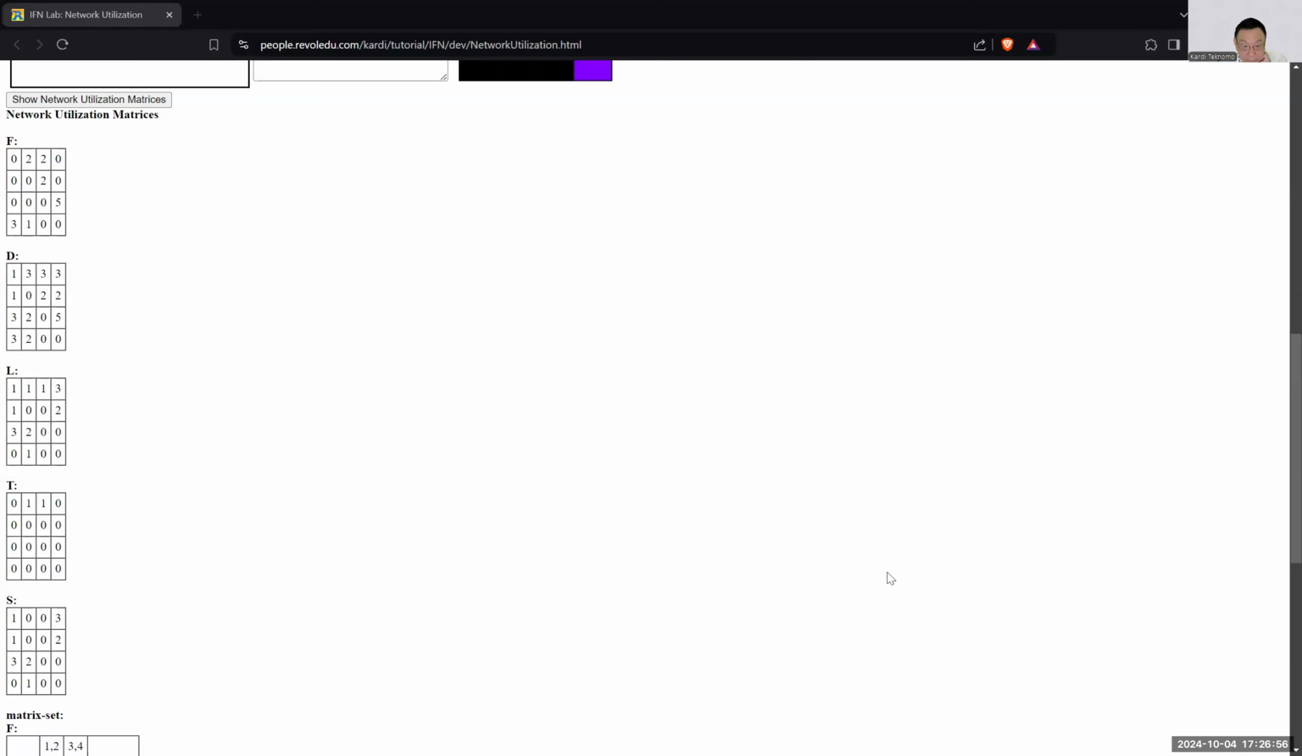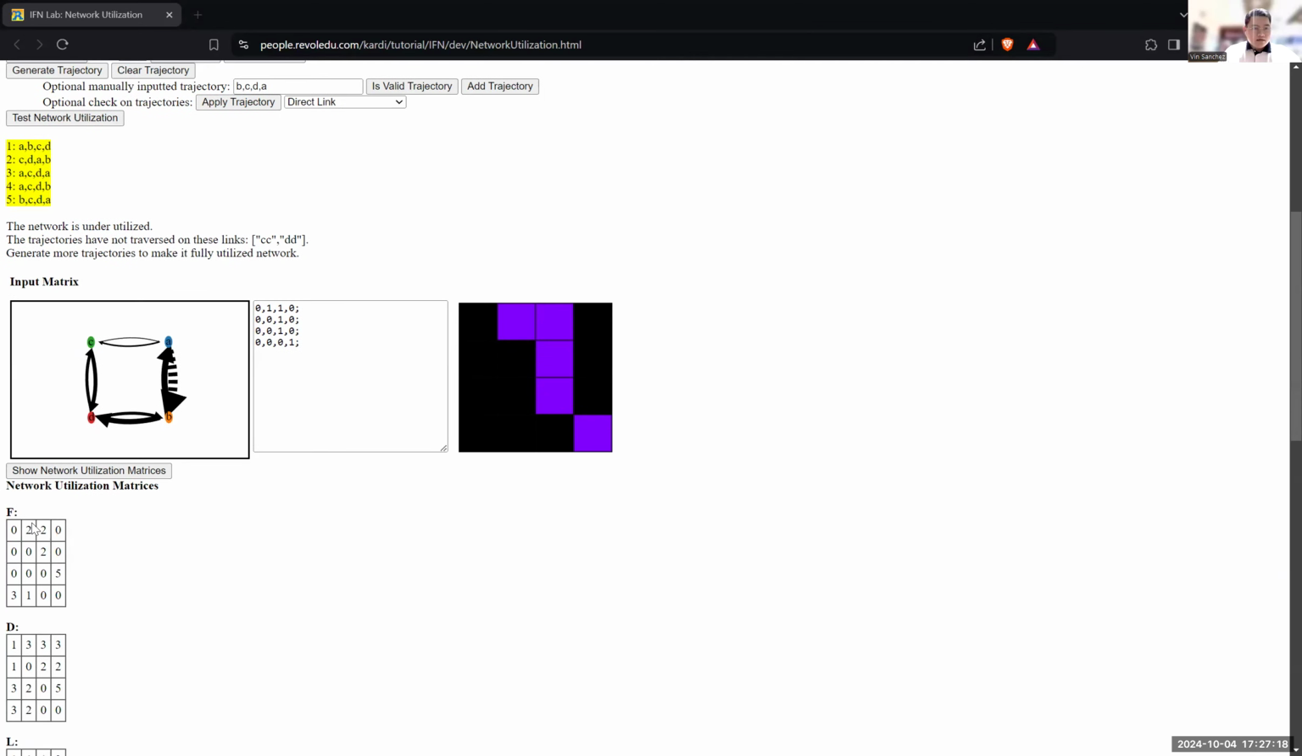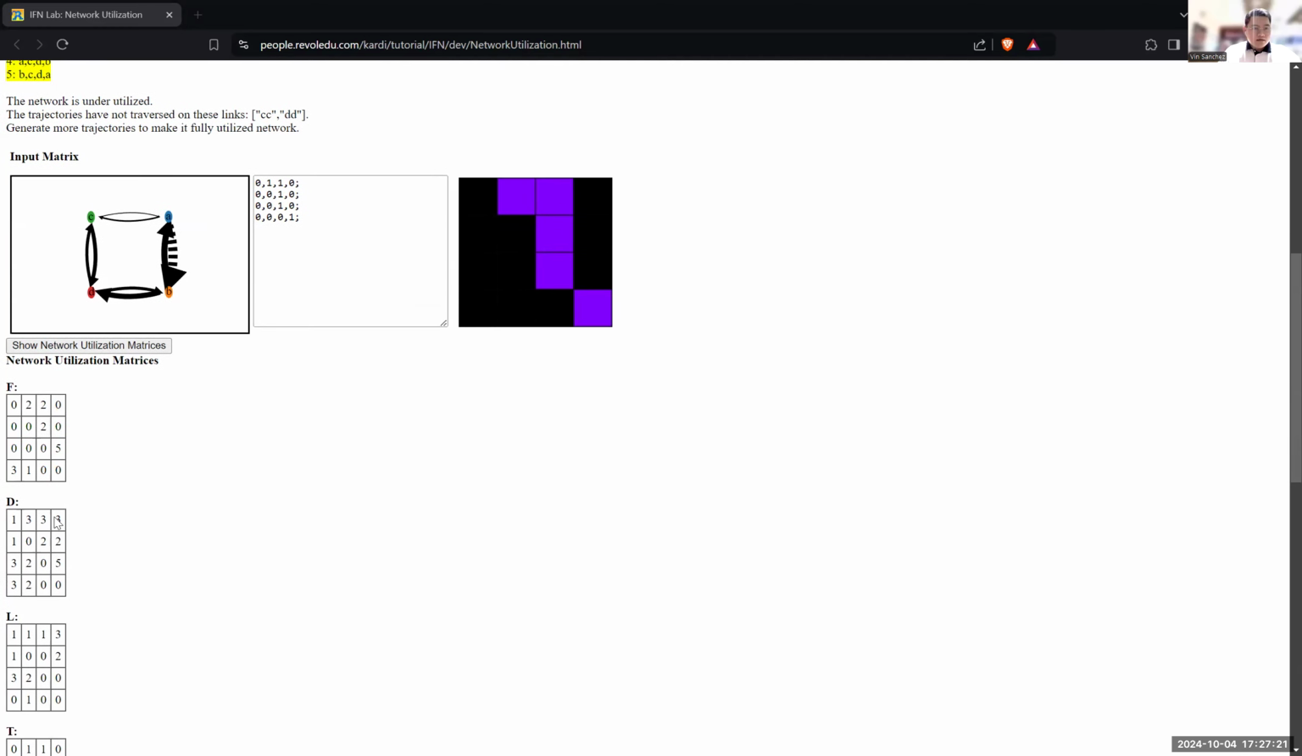Go ahead, Min. Can you share your screen? Is it showing now, sir? I just input the adjacency matrix. And then the given trajectories. Now the flow matrix, the OD matrix.